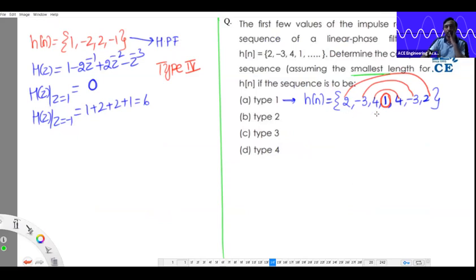Type 1 means even symmetry with an odd number of samples. With respect to the circled sample, it is obeying even symmetry, sir. Come on, friends, answer me. Type 2: what is our expectation? Even symmetry with an even number of samples. So what answer should I write for type 2? 2, -3, 4, 1, 1, 4, -3, 2. Total 8 samples are there, obeying even symmetry with an even number of samples.